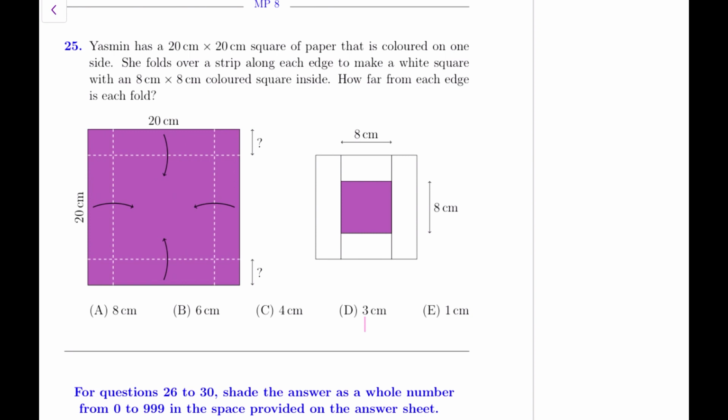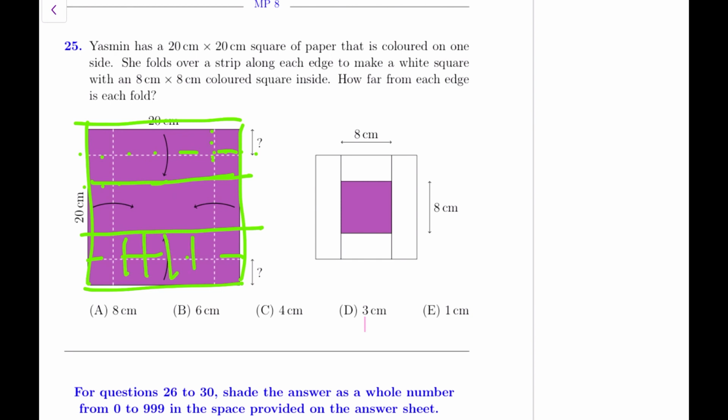Now, for you to understand this, remember, she is starting with a square here, and we can see the little folds, the marks. So when she folds over the strip here, this is going to fold over and come here. This will land here because the top strip will come on the bottom strip like this. Similarly, when she folds the strip here, it will hide all this purple space.